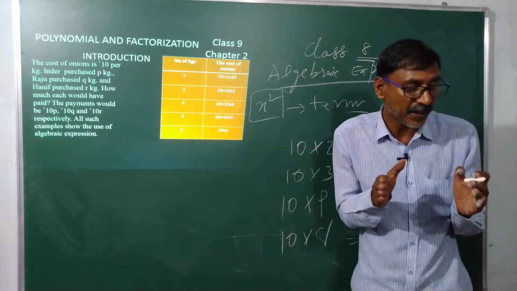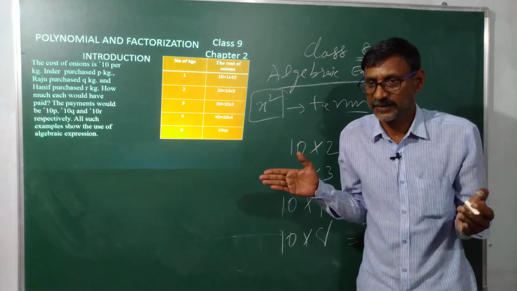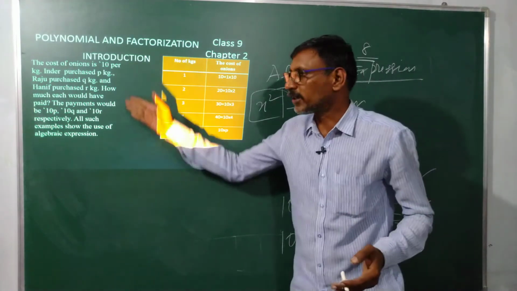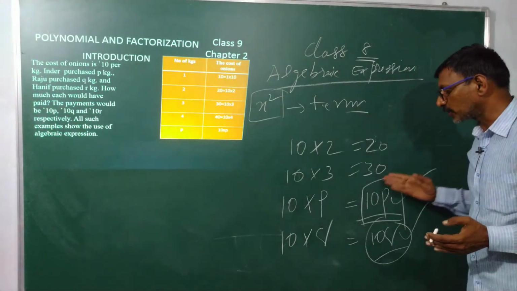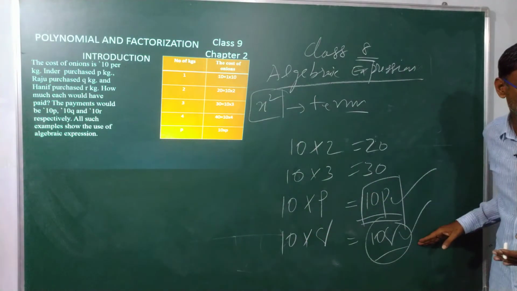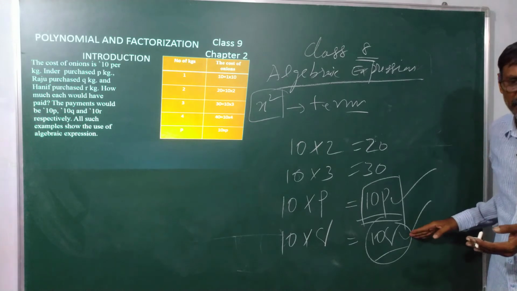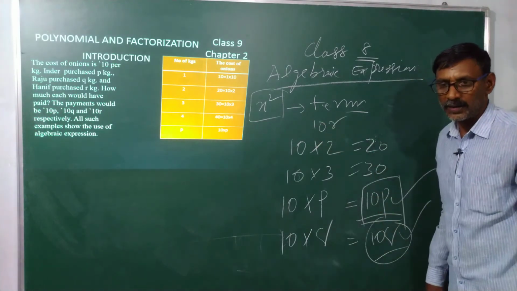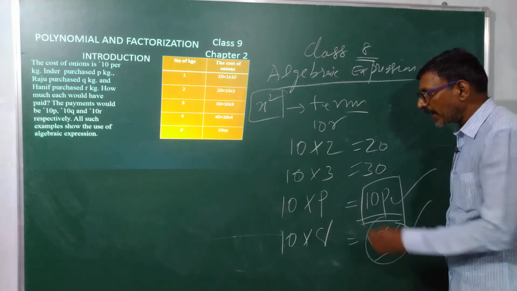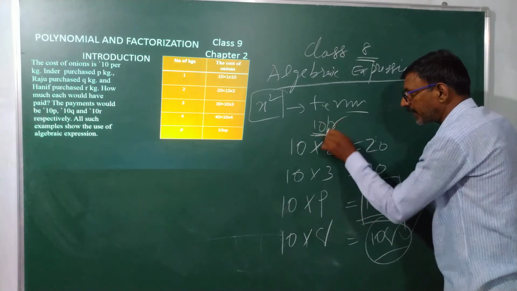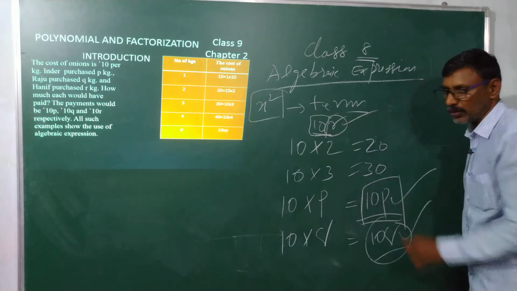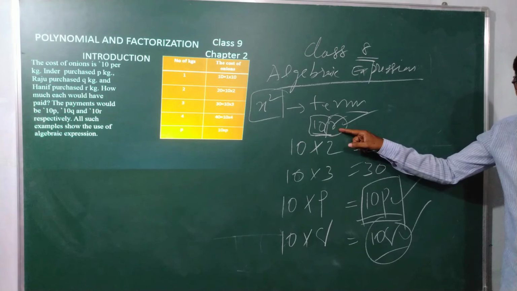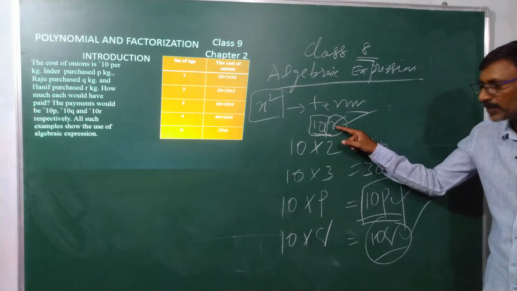So every algebraic expression contains some terms. This is my expression written in terms of something mathematical, 10p or 10q or 10r. These are all algebraic terms. By observing these terms, 10 is known but r we don't know, because r may be 1, r may be 2, r may be 3.